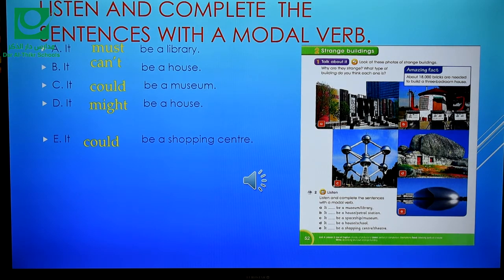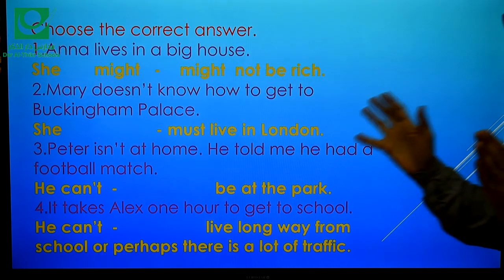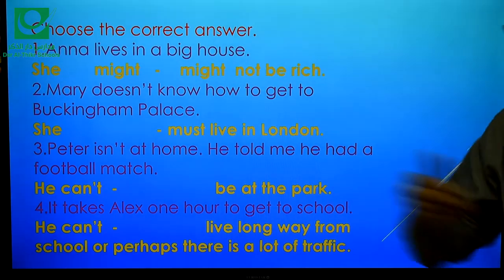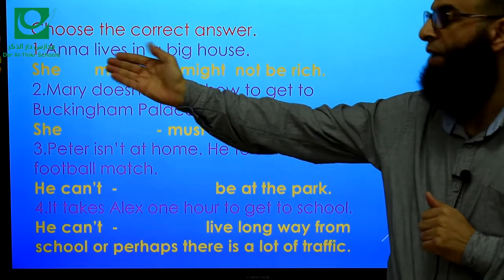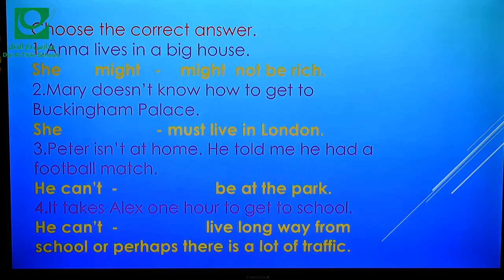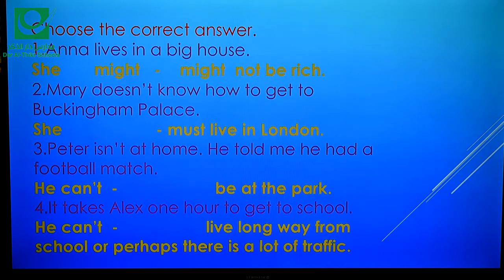Now, I'd like you to look at this exercise. I'd like you to look at the sentences carefully so that you can understand them and then you answer them in a correct way. Number 1, yeah. Anna lives in a big house. She, can I say, she might or might not be rich? Yeah? Excellent. She might be rich. She might be rich. What about number 2?